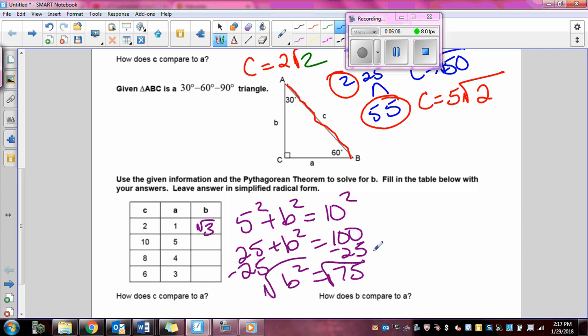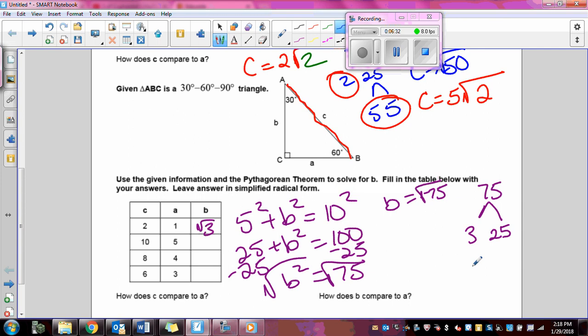Okay, I didn't make it blue. So b is equal to the square root of 75, but that is not simplified. So we're going to pull out whatever's underneath that square root, which is 75, and we're going to break it up. We know that 3 goes into 75 25 times, or 25 times 3 is 75.